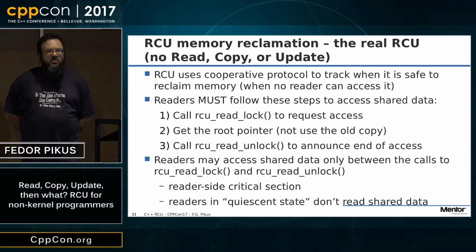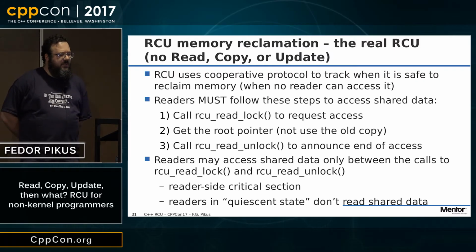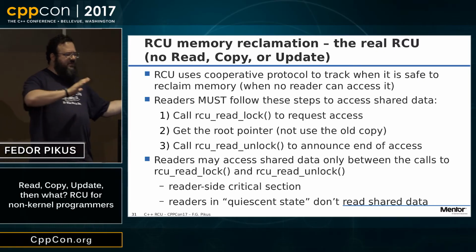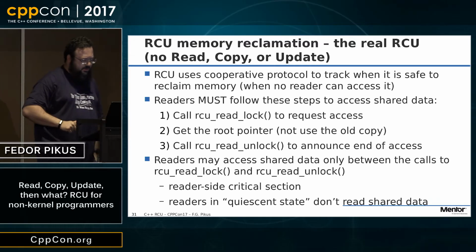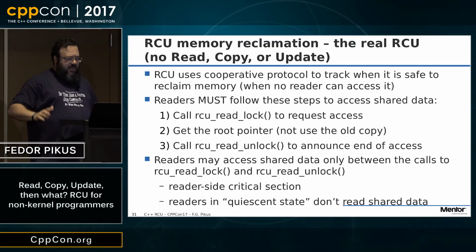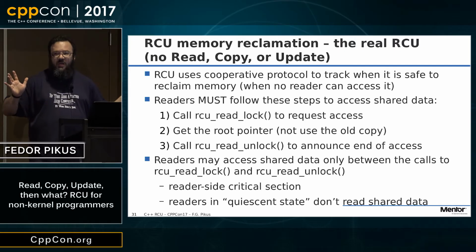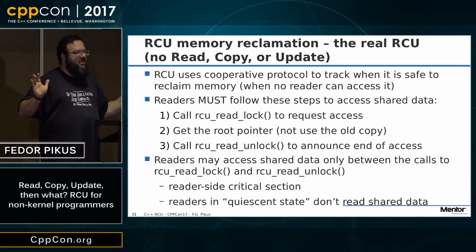You also promise to never access the shared data outside of the lock and unlock, so between unlock and lock. I'll show you the picture on the next slide. The space between lock and unlock is commonly known as a critical section, so here it's a reader side critical section. And what's not in the reader side critical section is called the quiescent state. That's when the readers do not read shared data.